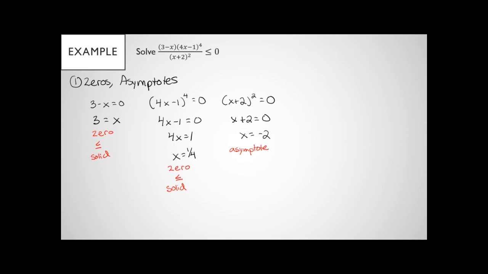And I was just verifying -2 plus 2 is 0. 0 squared is 0. You're still dividing by 0. So that is going to make it dashed.